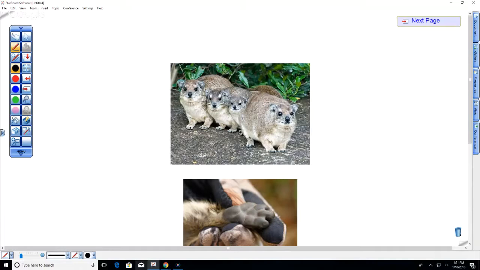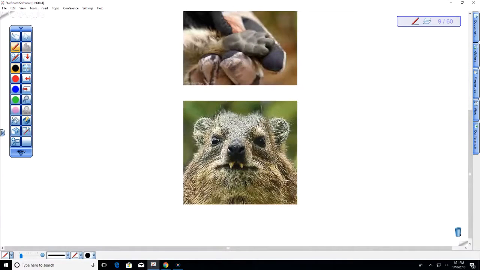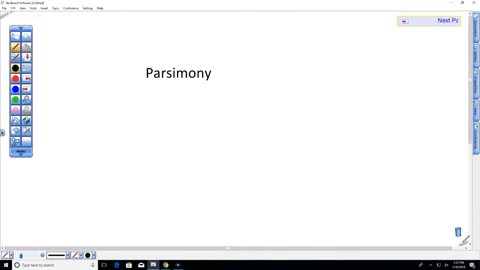And so the cool thing about these rock hyraxes is that they have these foot pads that look kind of like an elephant's foot pad, but they also have these tiny little tusks, right? But their nose is not long. So their nose and their upper lip have not been fused during embryonic development to form the trunk. Okay.